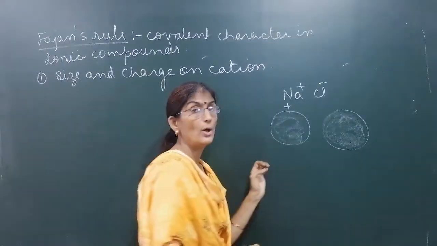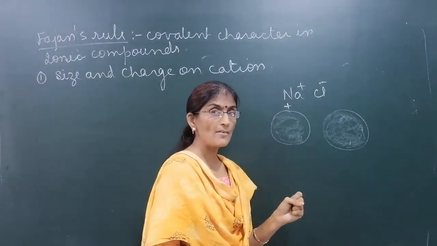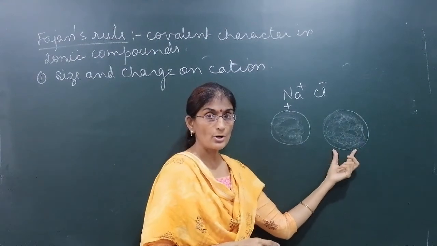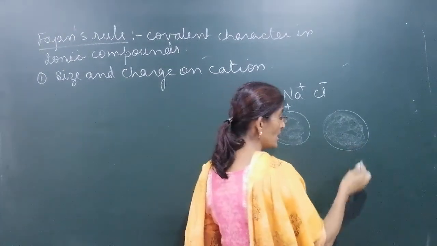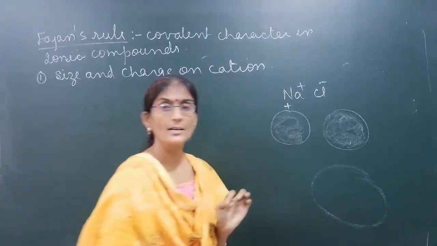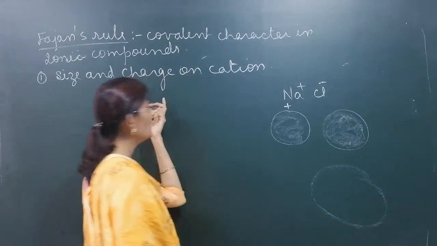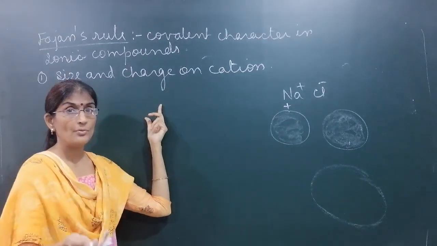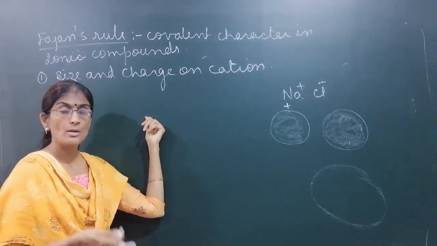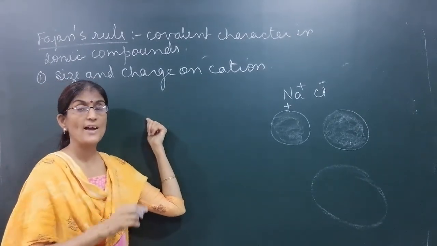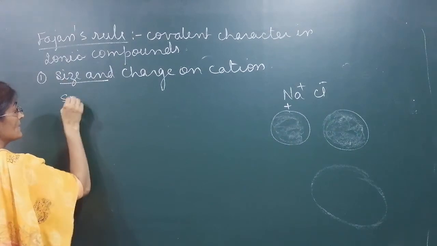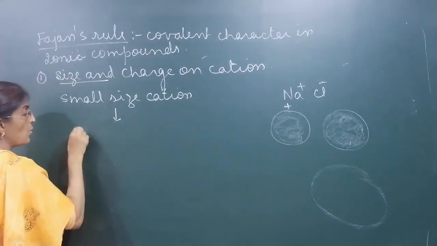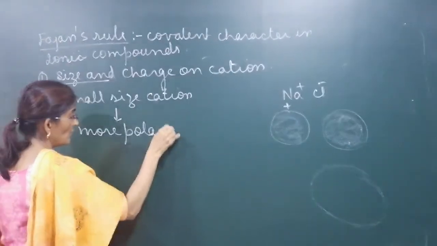But if the cation is small, then its polarizing power is more. Polarizing power means it can make the negative ion electron cloud unsymmetrical. So the negative ion electron cloud will be distorted, no longer perfectly spherical. It will polarize it. A smaller cation, which has more charge on it, will have more polarizing power. And if the cation is small, polarizing power is more, then the covalent character is more. So the first factor which affects the covalent character is size. Smaller size cation, more polarizing power.